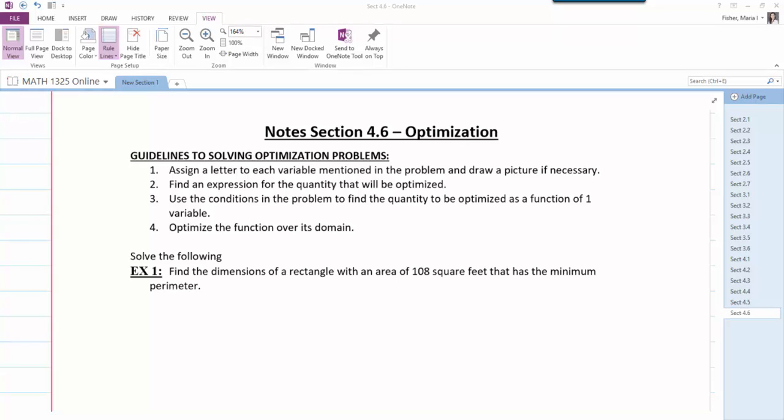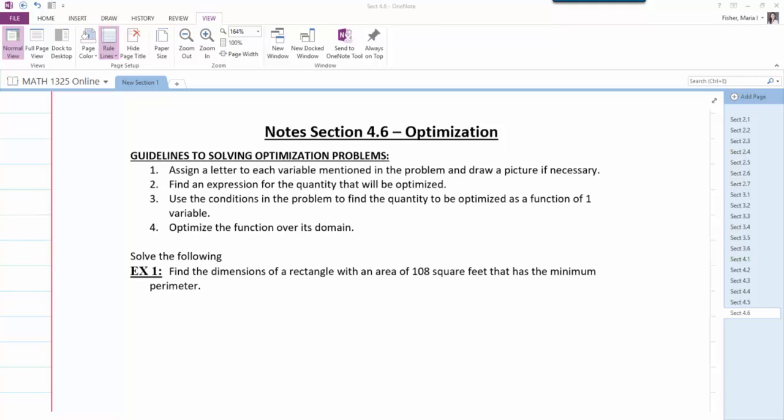Section 4.6 deals with optimization, which are word problems where we're actually looking to maximize or minimize something. So some guidelines to solving optimization problems. First, you're going to want to assign a letter or a variable to each thing that's mentioned in your problem, and you draw a picture if necessary.